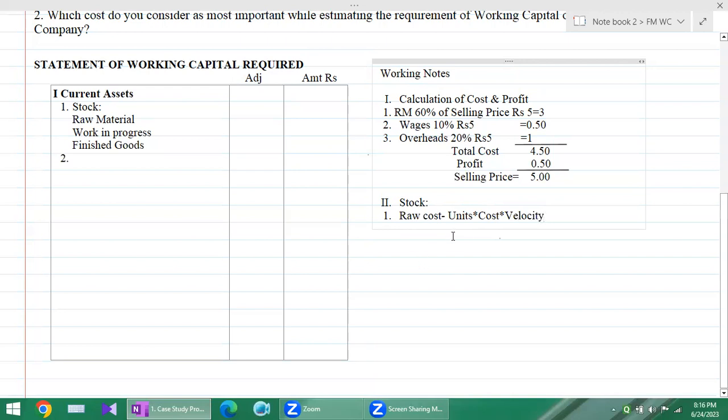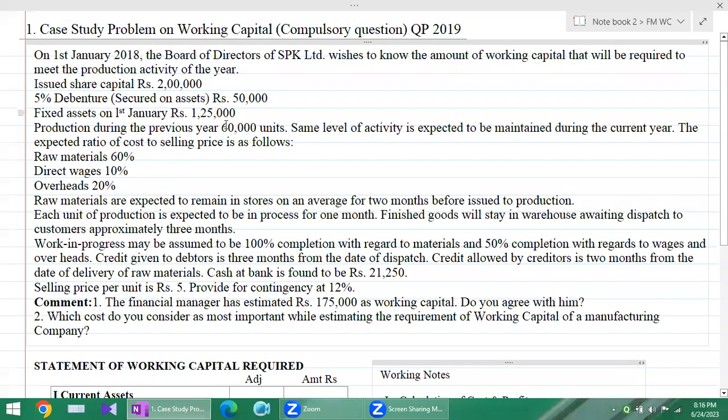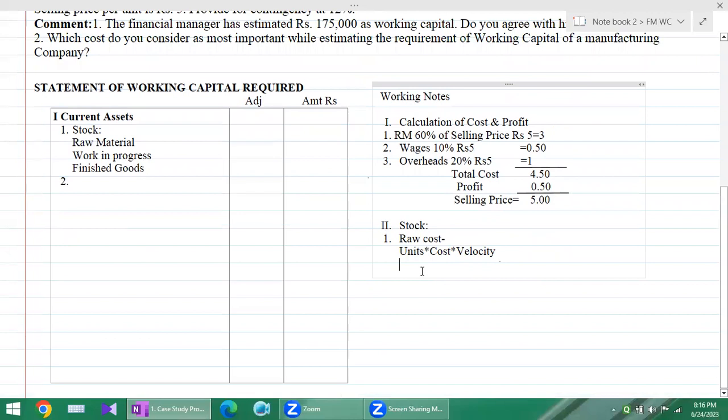So what is this all about? The question comes here. Let me do it here. How many units are there in the problem? See now, number of units, 60,000. It is here, 60,000 units are given to us. And velocity: raw materials are expected to remain in stores on an average for how many months? 2 months. This is velocity. So let me begin. These units are 60,000.